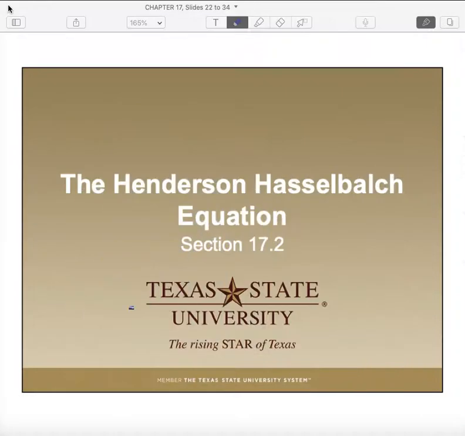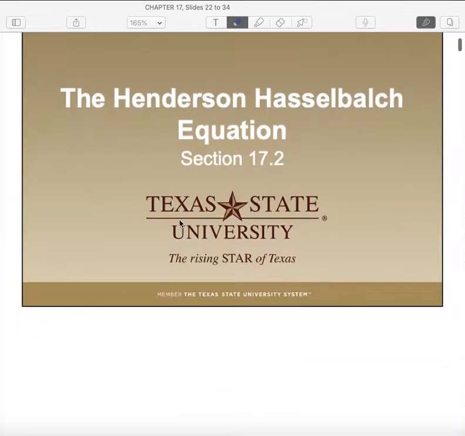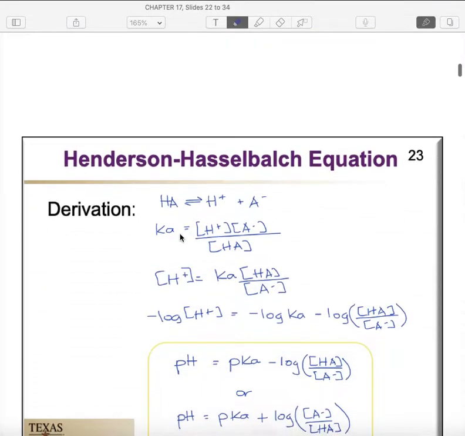Alright, so in this video we're going to be talking about the Henderson-Hasselbalch equation, which is what we're going to use in order to determine the pH of a buffer, whether that buffer is by itself or after the addition of acid or base to that buffer. So first, let's look at the derivation of the equation.